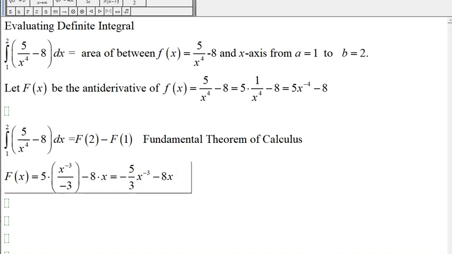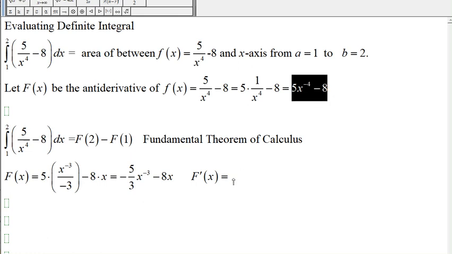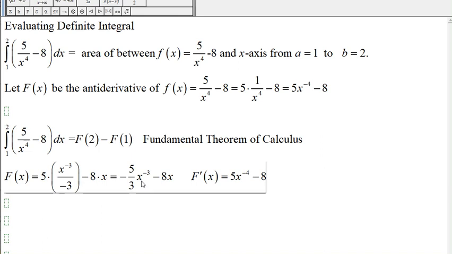And once again, if we take the derivative of the antiderivative right here, then it will come back to this. And we can see it right here. Remember, to take the derivative, we do the opposite, we do the reverse, which is subtract 1 from the exponent. It'd be negative 5/3 times negative 3, and then subtract 1 from the exponent, and then we get 5x to the negative 4. And then the derivative of 8 times x is just 8.